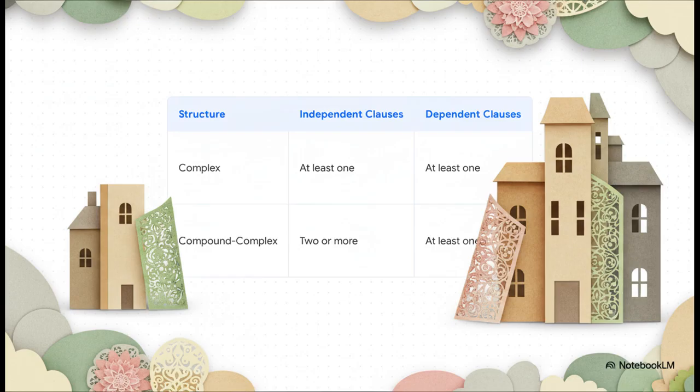You see how "because I was tired" isn't a complete thought by itself? It needs the rest of the sentence. Finally, we have the compound-complex sentence. This is the mansion. It has two or more independent clauses, plus at least one dependent clause. Getting comfortable mixing these structures is exactly what makes your writing feel mature and intelligent.